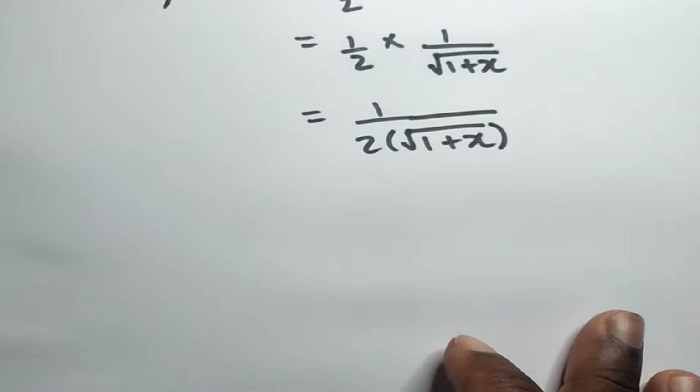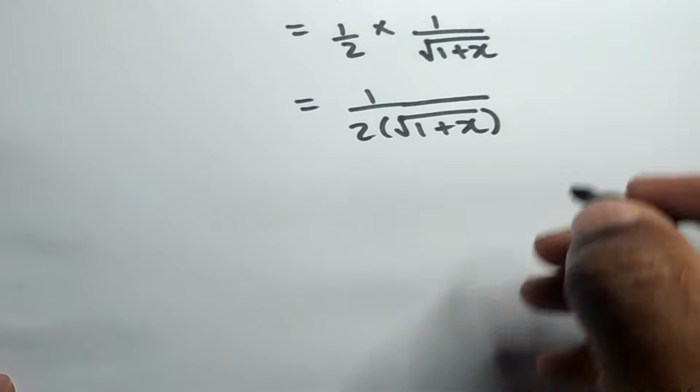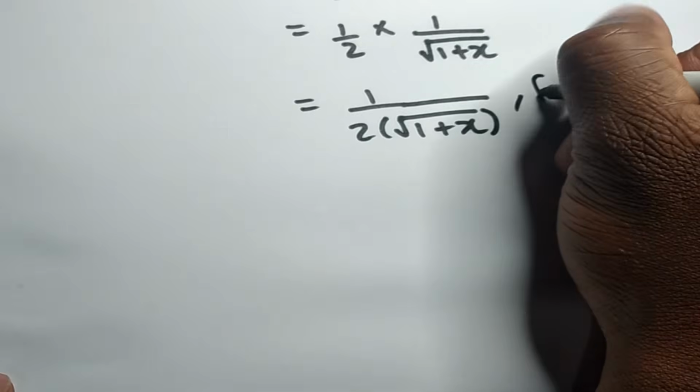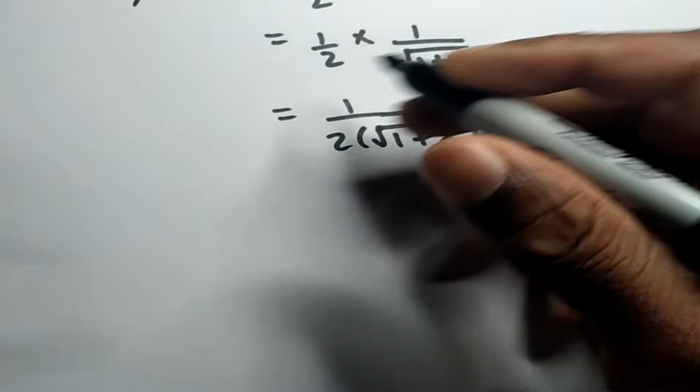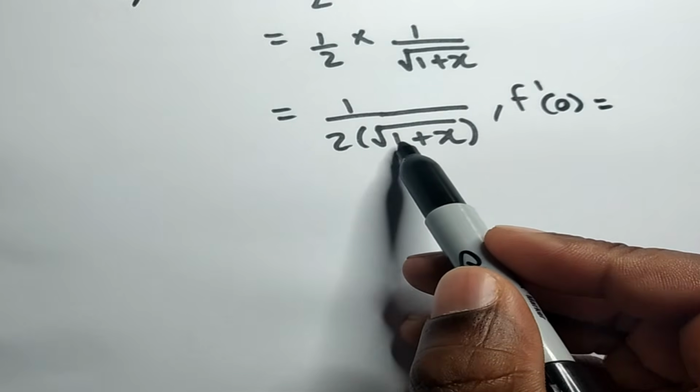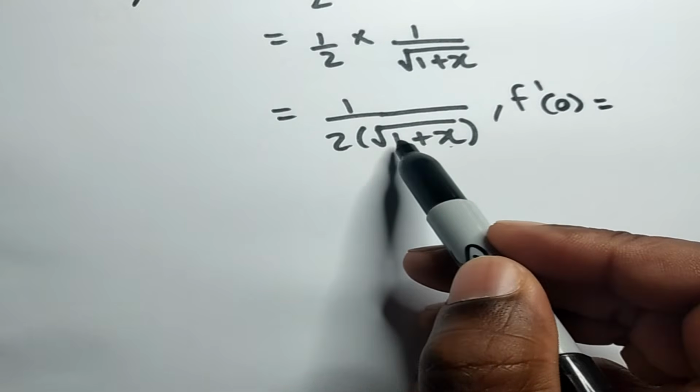Now, if we substitute 0 into this function that we got for the first derivative, we'll end up with 1 plus 0.